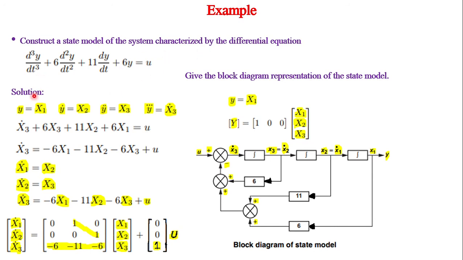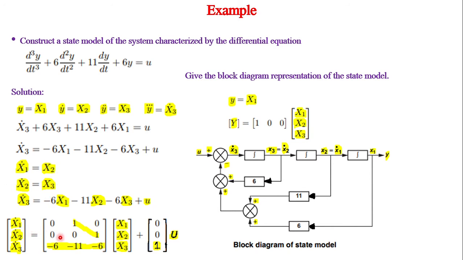The output is taken as the first state variable. The next state variable is the derivative of the output. The next state variable is the second derivative of the output. Therefore, y triple dot is x3 dot. Therefore we can write d cube y by dt cube as x3 dot plus 6x3 plus 11x2 plus 6x1 plus u equal to u in the same style. Therefore x3 dot is this, written in the proper form. x1 dot is x2, x2 dot equal to x3, written as we discussed in the generalization.